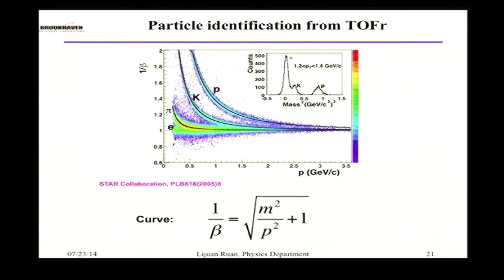So here you can see for this plot, each point or each dot just represents one trajectory you see in the picture taken by the time projection chamber. And again, the red means higher statistics, and the blue means lower statistics. From this, you see several bands, and several bands just represent different particle species. And for each band, for example this one for protons, you also see a curve. This curve is just from the formula here. So we put the proton mass here, you can obtain this curve.